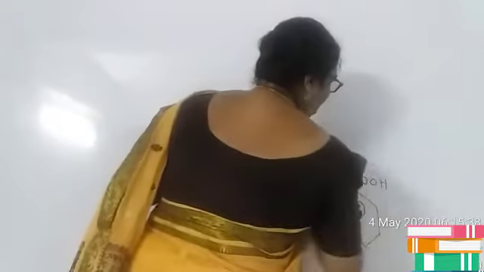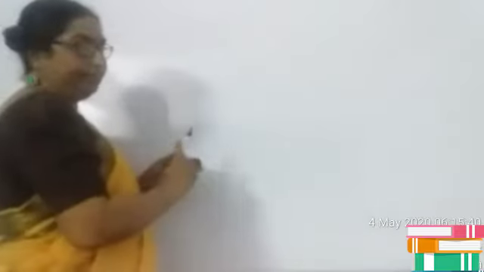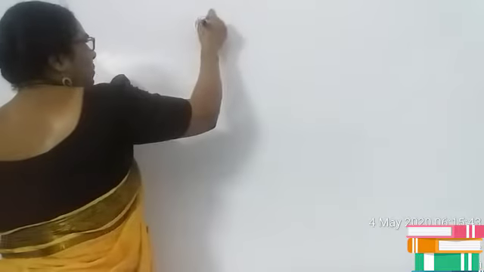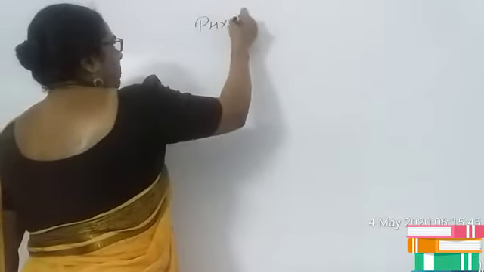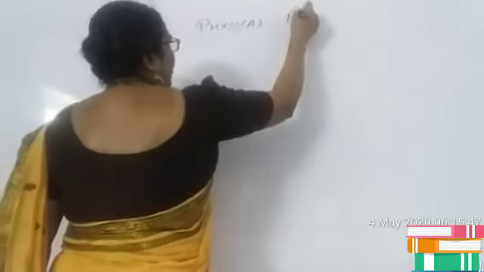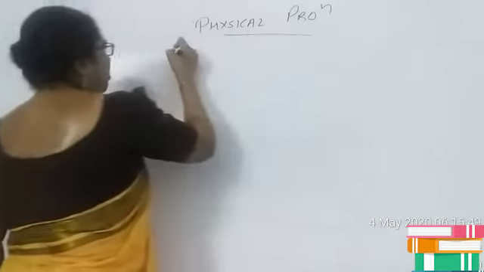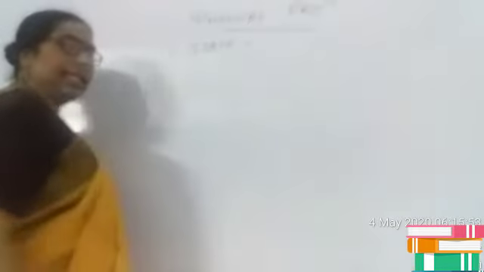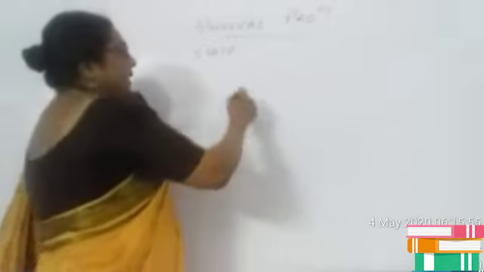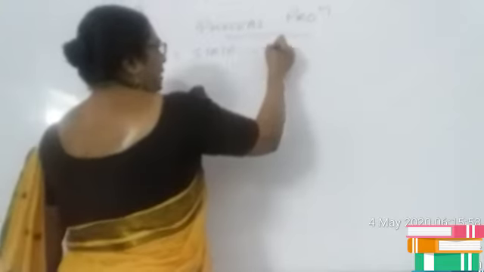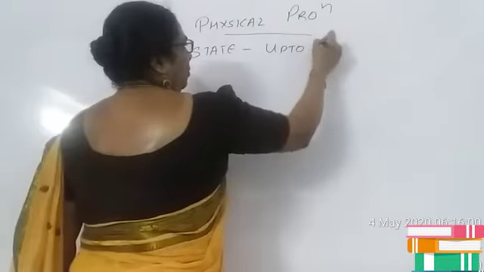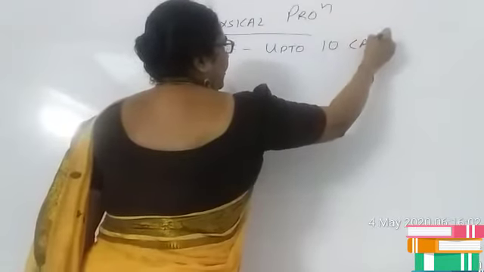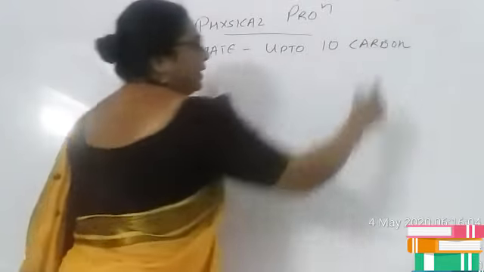Now let us study about the physical properties of carboxylic acid. In physical properties, first let us discuss about state. Carboxylic acids up to 10 carbon atoms generally exist in the liquid state.